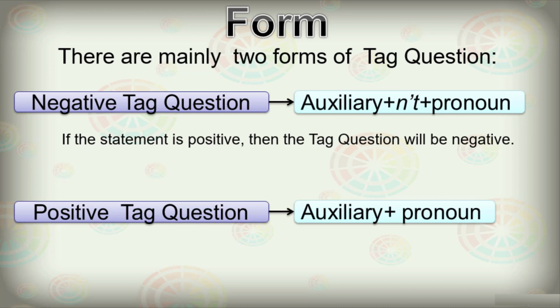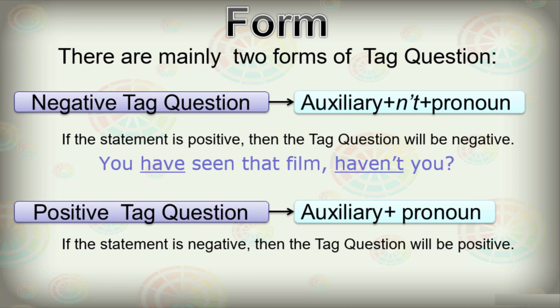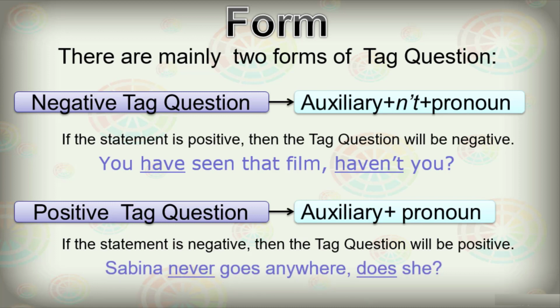If the statement is positive, then the tag question will be negative. For example, you have seen that film, haven't you? If the statement is negative, then the tag question will be positive. For example, Sabina never goes anywhere, does she?